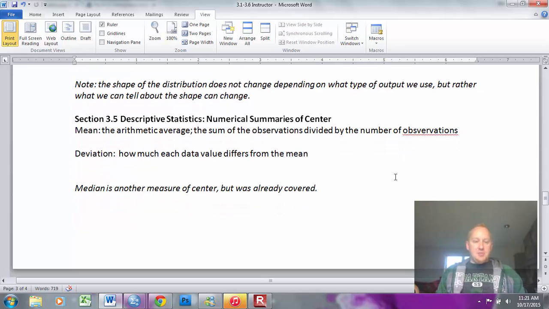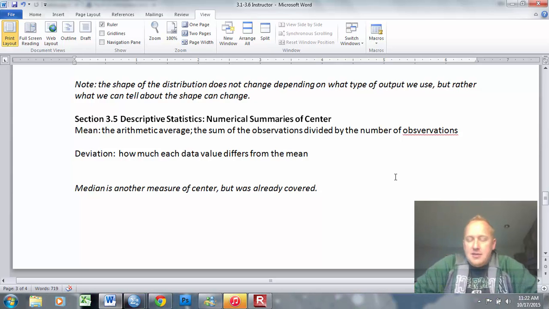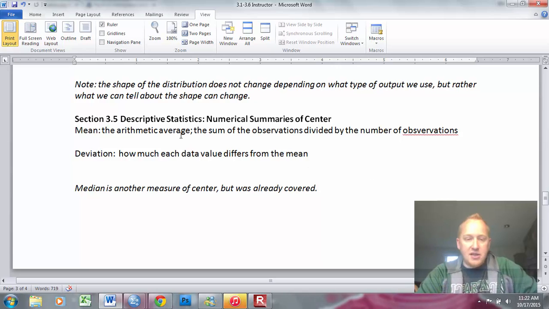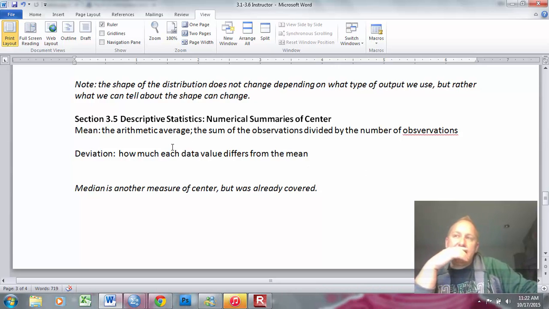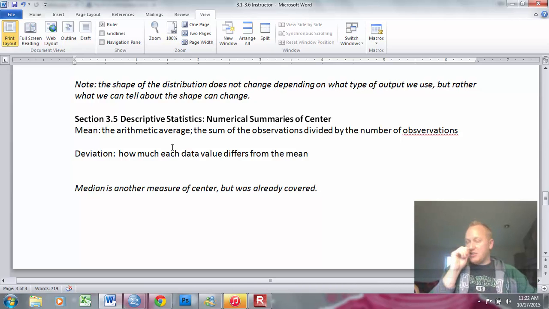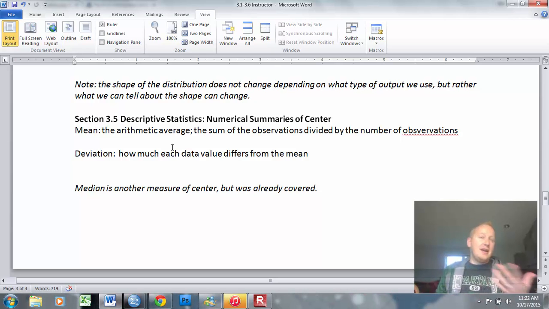All right, section 3.5, descriptive statistics, numerical summaries of center. So the mean is a numerical summary of center. My guess is most of you have heard of the mean. Basically the mean is the average, and because I'm a statistician and I have a math degree, it's the arithmetic average. So it's not the geometric mean, it's not a harmonic mean or anything like that. But the mean is the average. So it's the sum of the observations divided by the number of observations.